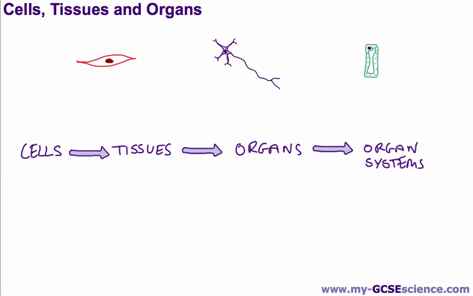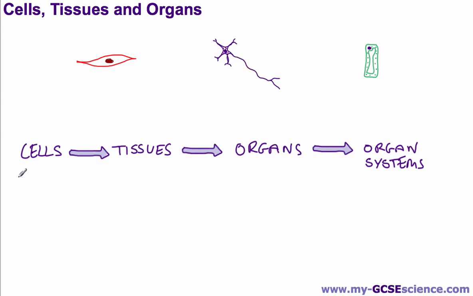And the way this works is, at the very simplest level, we have cells, and they can become specialized and join together with other similar cells to become tissues, and those tissues can then join to make organs, and the organs can then join to make organ systems.